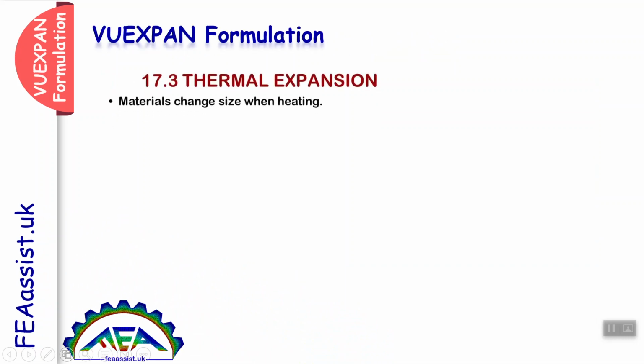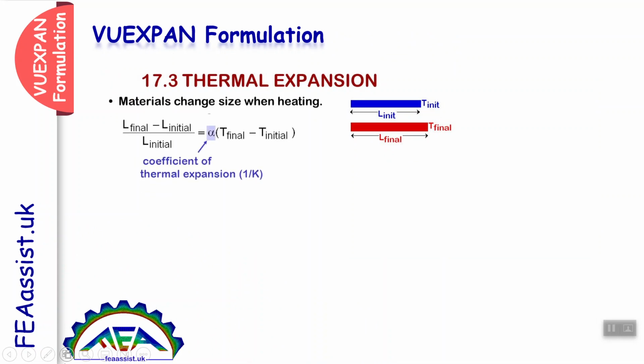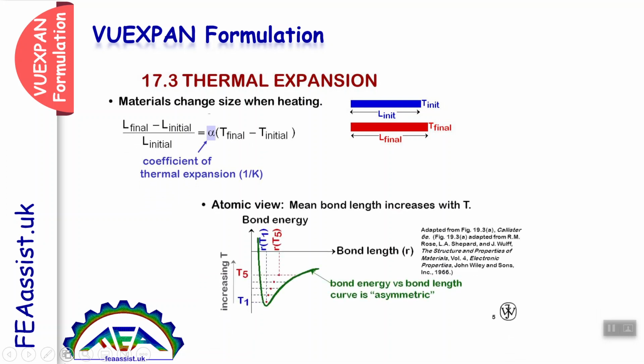The materials change size when heating. In other words, if you increase the temperature of a sample, the length of the sample in all directions will increase. How much? It depends on the thermal expansion coefficient. Why? If you have a look at the atomic view, we will find that the distance between atoms increases in heating, and this is the reason for thermal expansion.